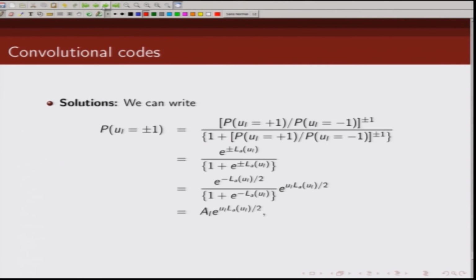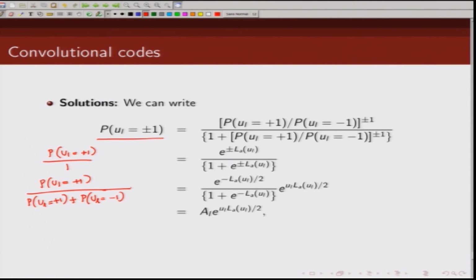So, let us look at it. What is the probability of u being +1 or -1? Let us take +1. Let us say what is the probability UL is +1. Now, this can be written as this by 1. So, I can write it as probability of UL being +1 divided by probability UL is +1 plus probability UL is -1. I write it this way.